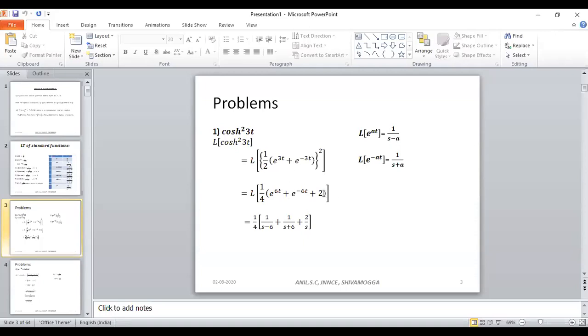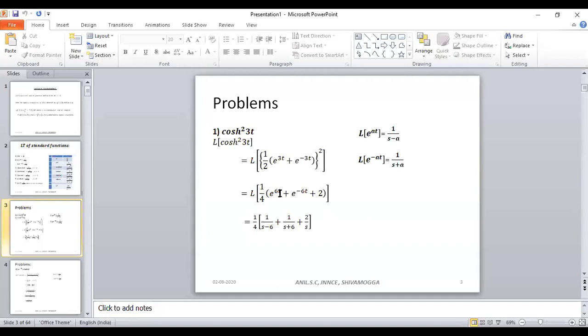And e power 0 is 1, 1 into 2 is 2. Therefore, e power 6t plus e power minus 6t plus 2. And this Laplace transformation always obeys the linearity property. We shall use the linearity property. Keep this 1 by 4 as it is. It is independent of t. It's a constant. Keep it as it is.